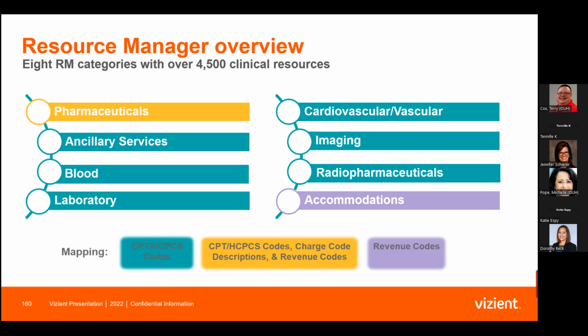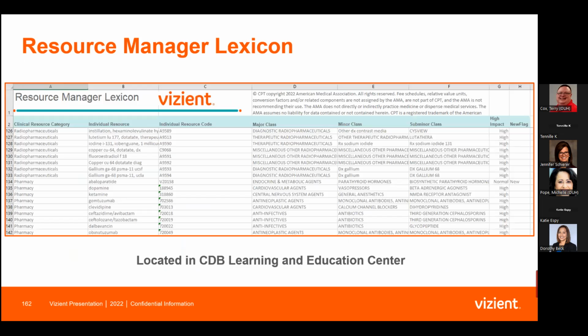And then you'll be able to see the mapping using our resource manager lexicon, which is available in our learning center. And here's a screenshot of that. For every resource category on the left, you'll see the mapping of the individual resources next to it, and then individual resource codes. We provide more granularity using the major category, and then more granular again using minor category, then sub-minor, and then individual resources. So there are different major and sub buckets.